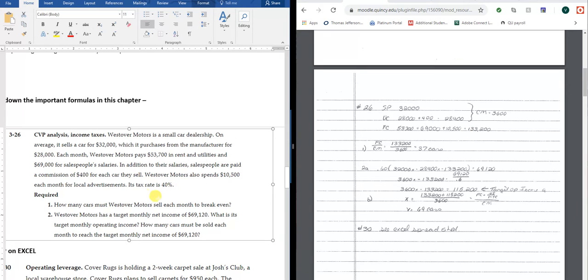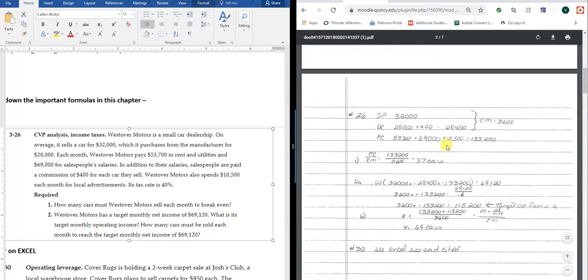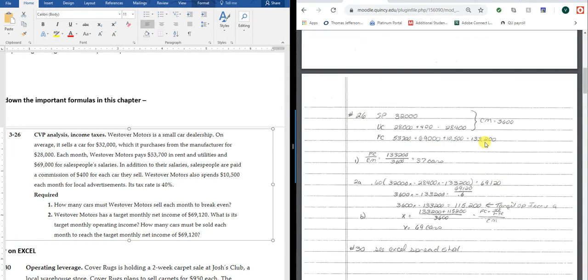All right, so its tax rate is 40%. So that's all my information there. My variable costs are $28,400. My fixed costs are $133,200. And so my contribution margin is selling price minus variable costs of $3,600.